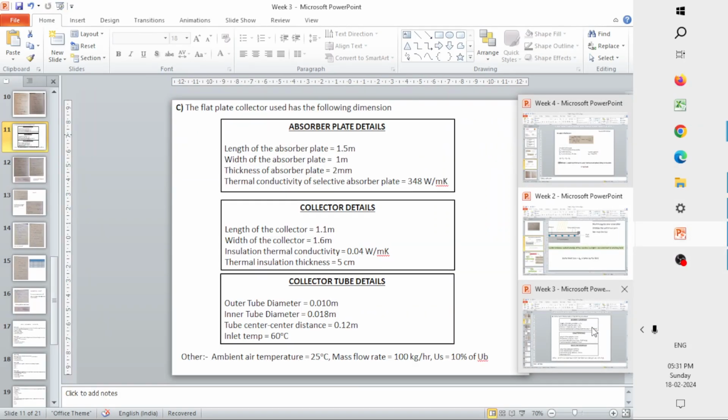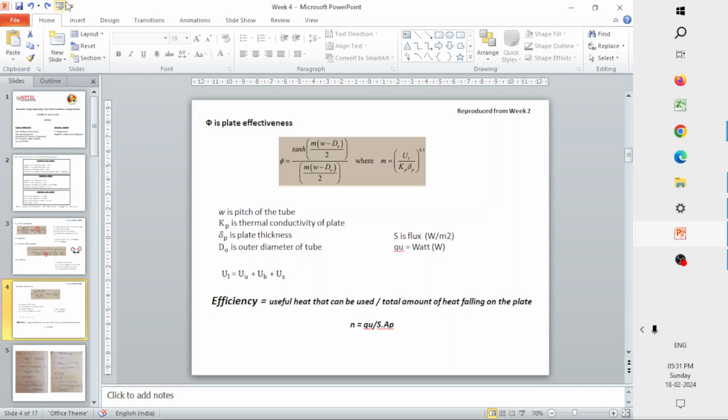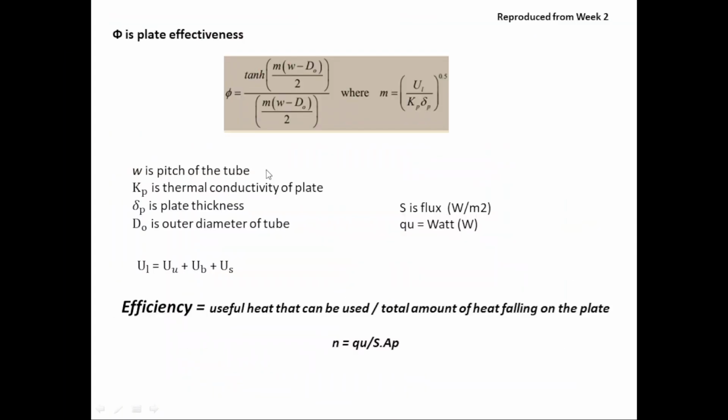We will be calculating this also towards the end of this particular class today. And then at the end we calculate the efficiency. Efficiency is nothing but the useful heat that can be used up, that is the heat that the fluid actually takes with it for its application, to the total amount of heat that is absorbed or falling onto the plate, which is given by Qu divided by S times AP. AP is nothing but your area of the plate.